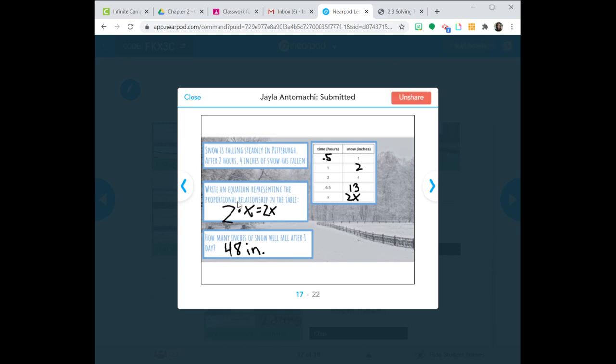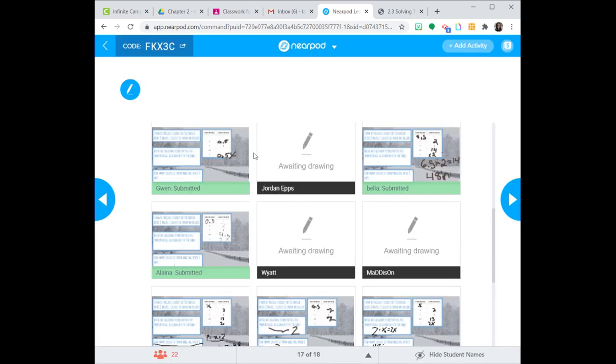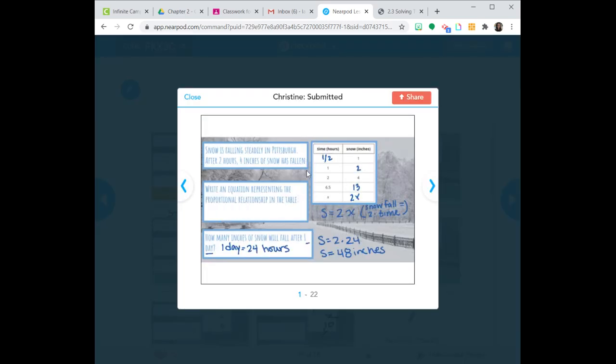And I know equations are brand new for us, so it's going to take a minute just to get used to the way that we're writing. Okay, so talking about question number 2, if you're stuck on how to write your equation, think about it in terms of words first. The snowfall was equal to 2 times the number of hours. So S on the left side equals 2 times the number of hours, which I use the letter X to represent. So then how many inches of snow will fall after 1 day?